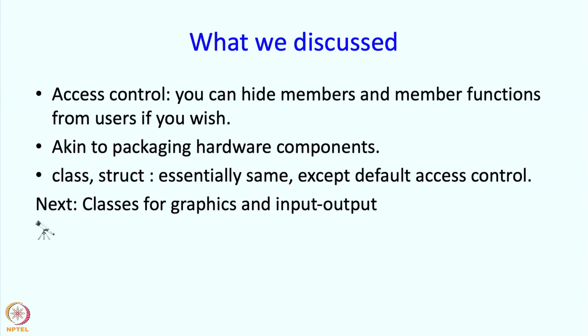All right. So, what have we discussed? We have discussed access control, and this allows you to hide members and member functions from users if you wish. This is like packaging hardware components. You do not want people to see the wiring inside. It is not safe, you may get a shock or something like that. Or in the case of software, those are parts of the implementation and you may not know enough to handle those parts. Then we said that classes and structs are essentially the same except for the defaults.